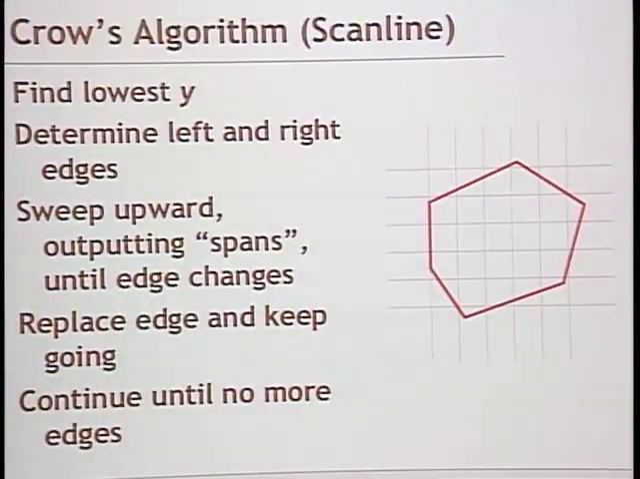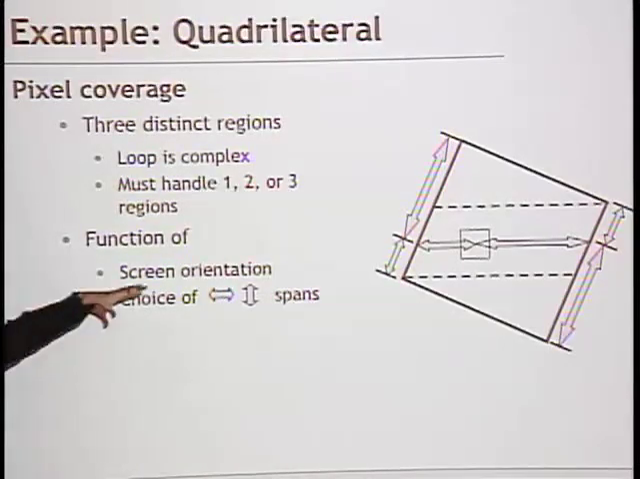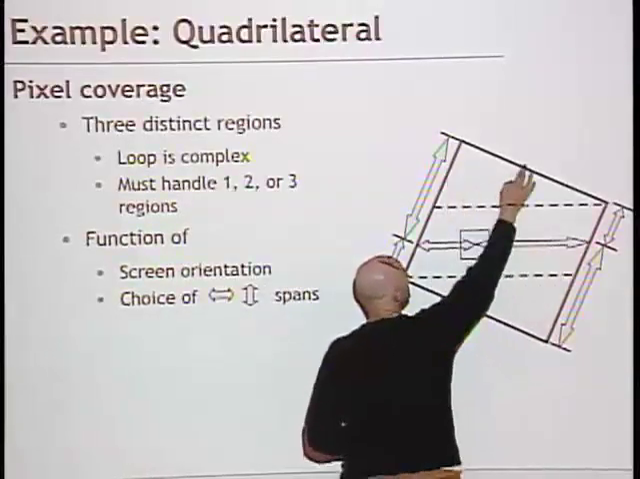One of the issues here is that if you start doing complicated shapes, you have a bunch of regions. So here, in doing this, you're going to have one region with these two edges, one region with those two edges, and one region with those two edges.